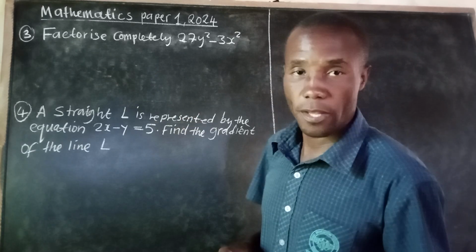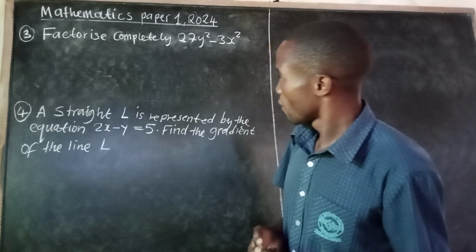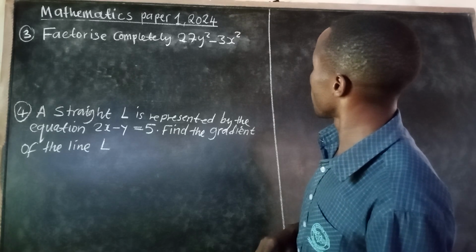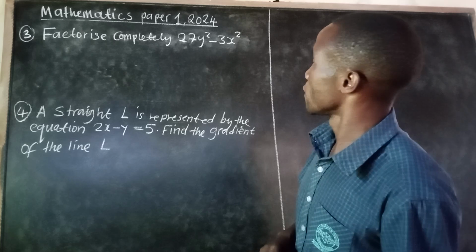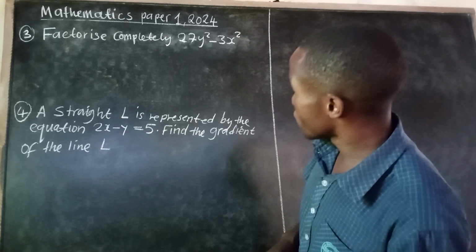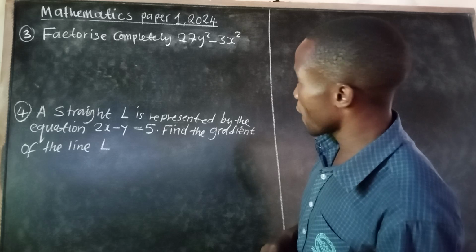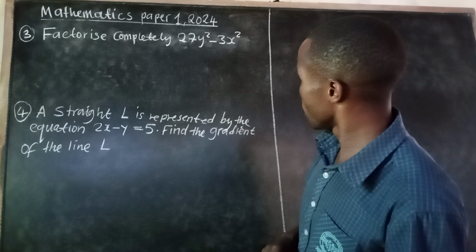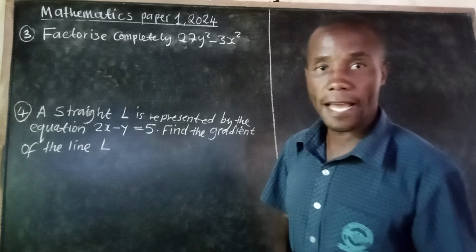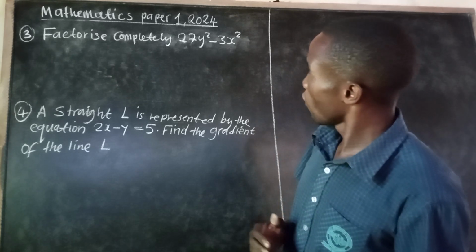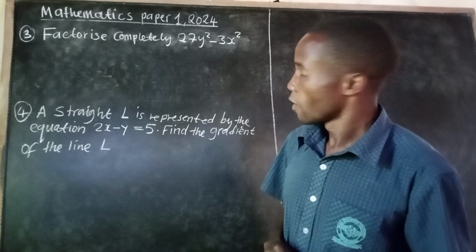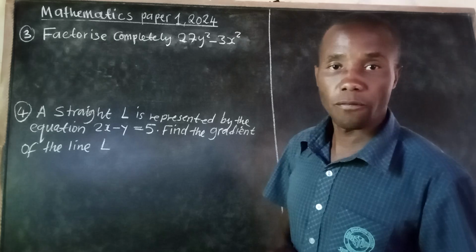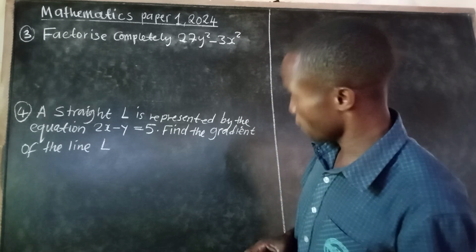So quickly, let us go through the questions and see how we are going to handle them. Question 3: factorize completely 27y squared minus 3x squared. Then question 4: a straight line L is represented by the equation 2x minus y equals 5. Find the gradient of the line L. These two questions carry 2 marks each. Let's start with the first one and see how we are going to factorize.